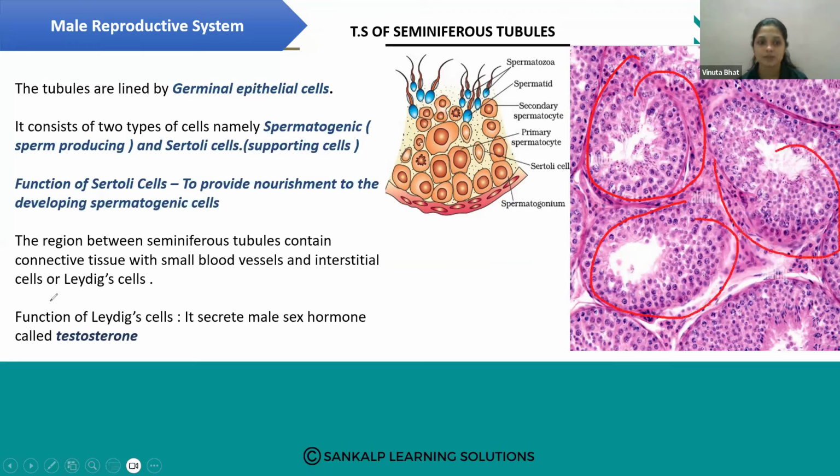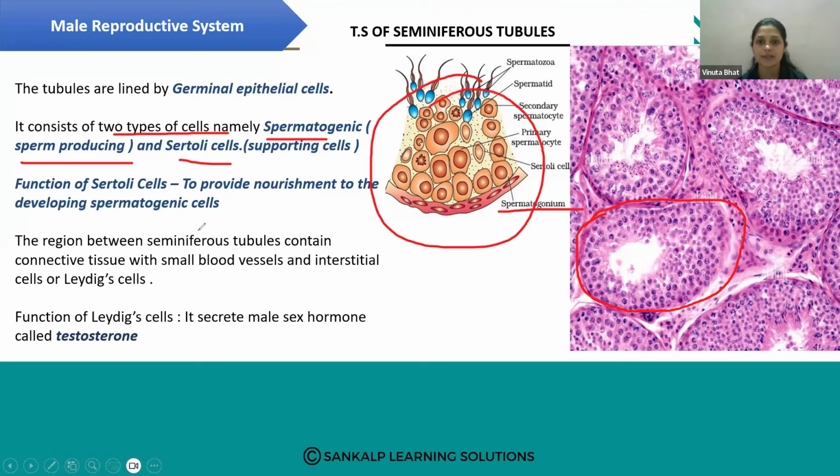Just imagine this is one seminiferous tubule. It consists of two types of cells, namely spermatogenic or sperm producing cells, and the Sertoli cells inside the seminiferous tubule. So there are spermatogonial cells, or spermatogonium you can say, and the Sertoli cells. This is also the structure of the seminiferous tubule.